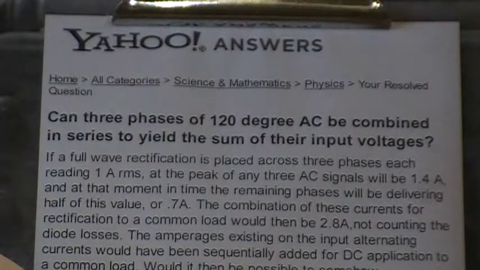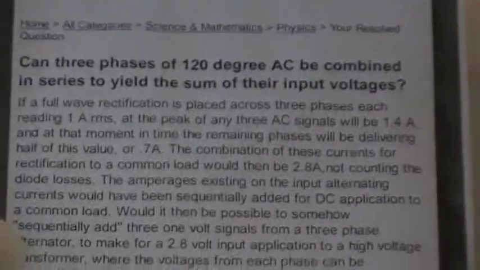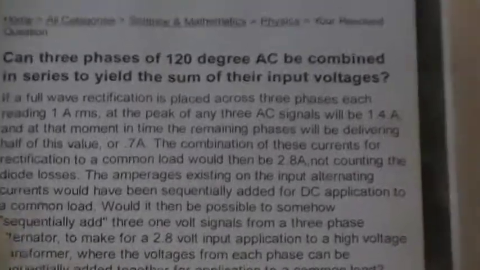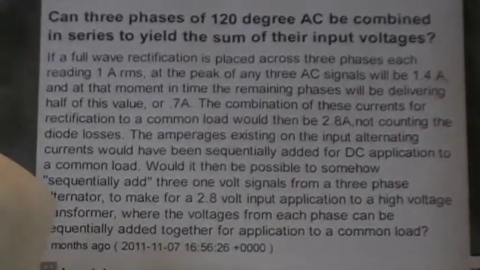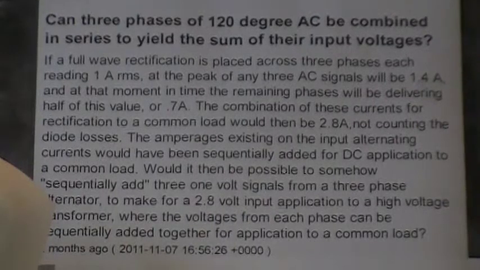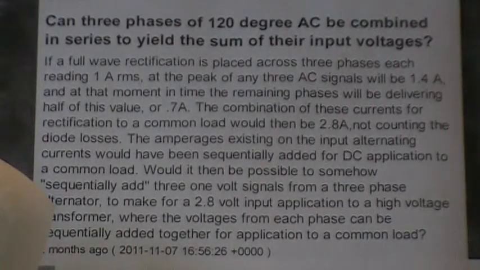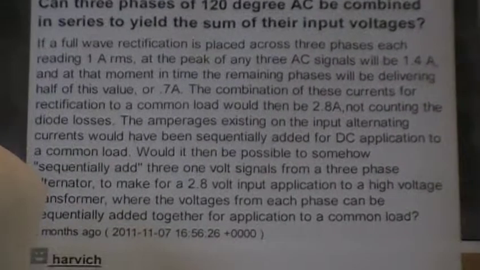So we asked the question, can three phases of 120-degree AC be combined in series to yield the sum of their input voltages? Now we make a comparison: if we had three 1-volt signals and did a three-phase rectification and obtained direct current voltage, if each of the signals were 1 volt, the most that we could get out would be 2.8 volts, according to that analysis there.